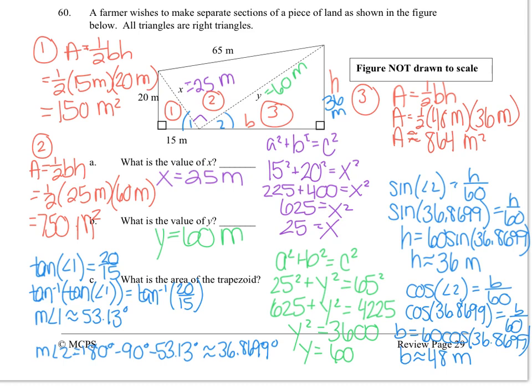So my final question is, what is the area of the trapezoid? So I need to add my three areas together. So my area is going to be 150 meters squared plus 750 meters squared plus 864 meters squared. And that's going to get me approximately, since these are rounded, or the last one, 864 is rounded, approximately 1,764 meters squared. So I know there's a lot of work on here, but this is a complicated and multi-step problem. But hopefully you can follow along and understand how we get the answers.